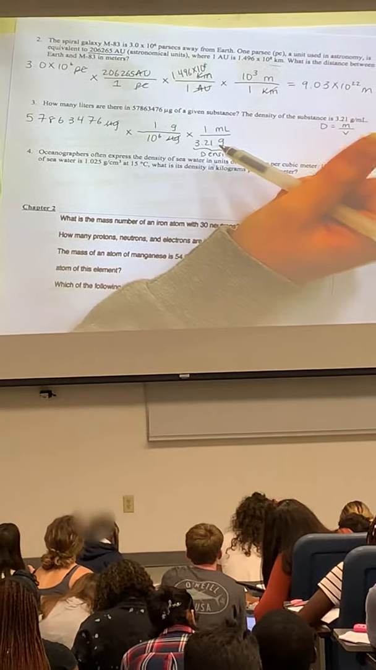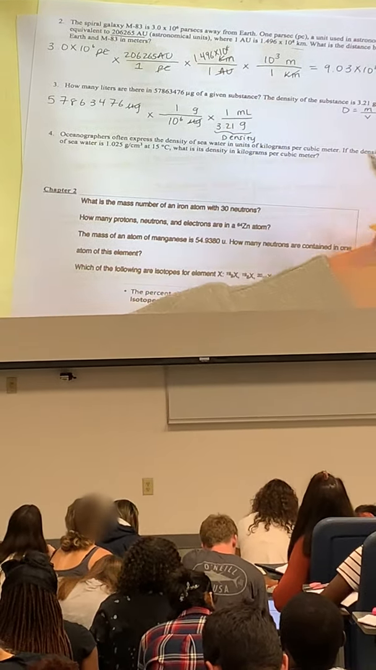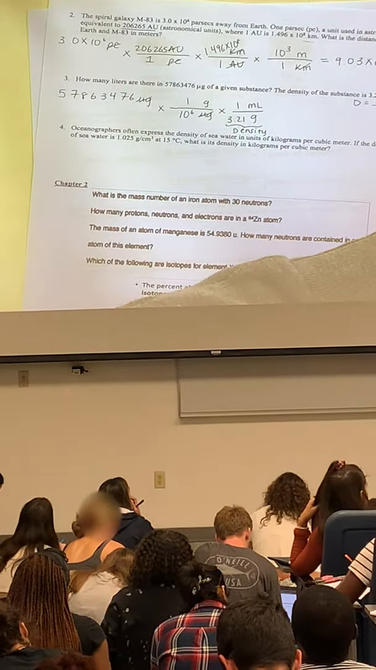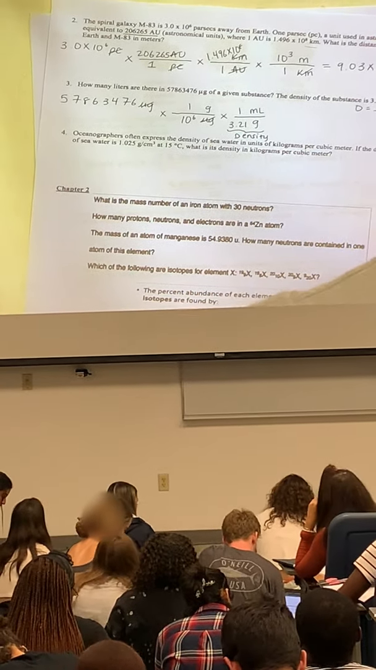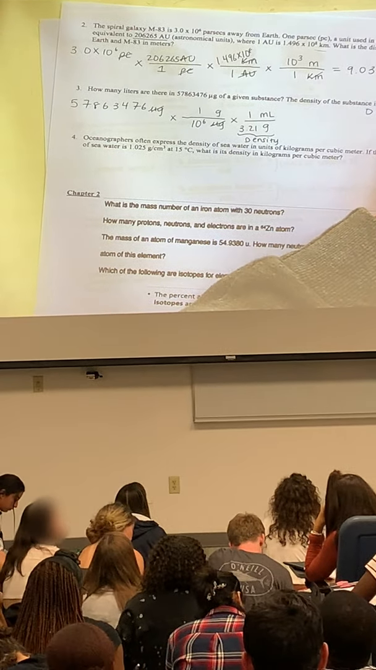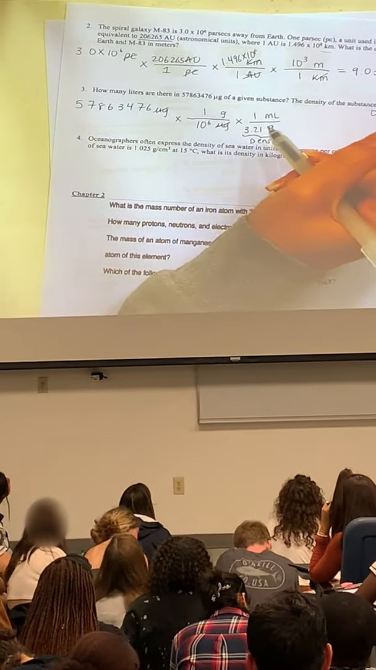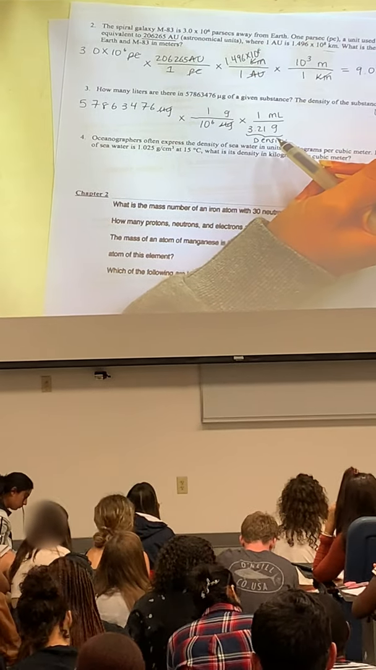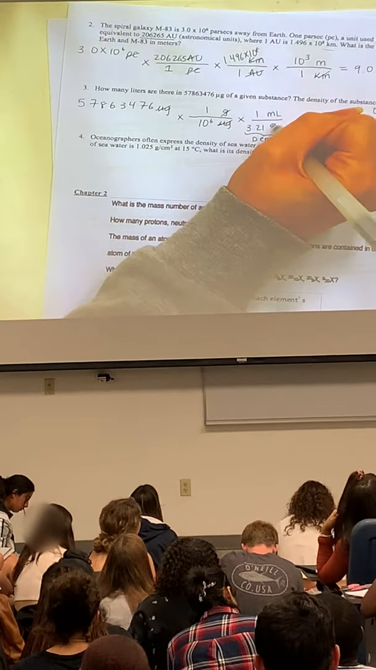I prefer to do it this way so that I don't have to get multiple answers along the way and then I can just get my answer at the end. You all see how I use density as a conversion factor. The density is given as 3.21 grams per ml. So in 1 ml, we have 3.21 grams. Grams will cancel out.